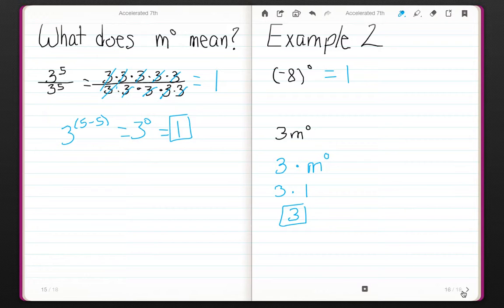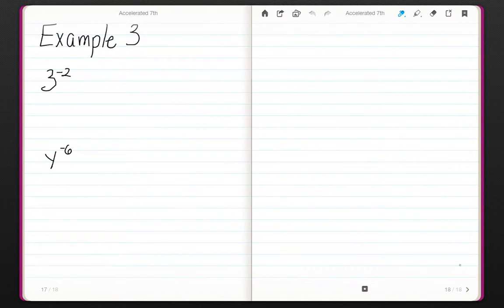Okay, example 3 is going to talk about key concept number 3, negative exponents. For any non-zero number a and integer n, a to the negative n power equals 1 over a to the nth power. So what does that mean? So 3 to the negative second power is the same as taking the reciprocal and making the exponent positive. So why or how does that work?